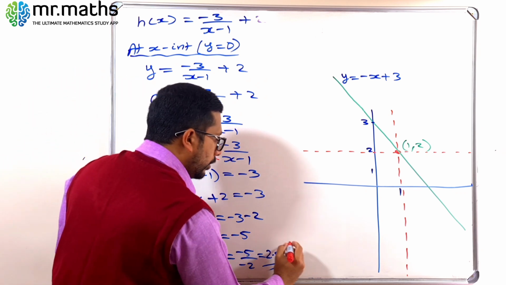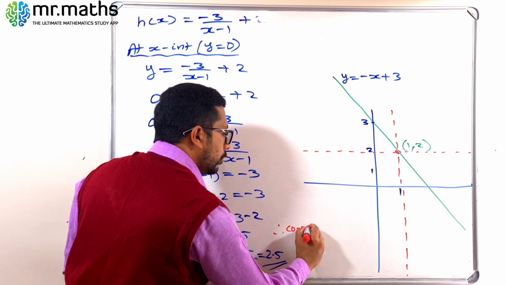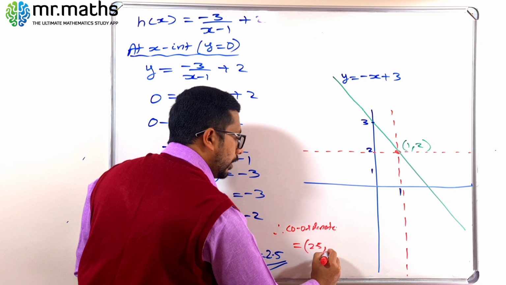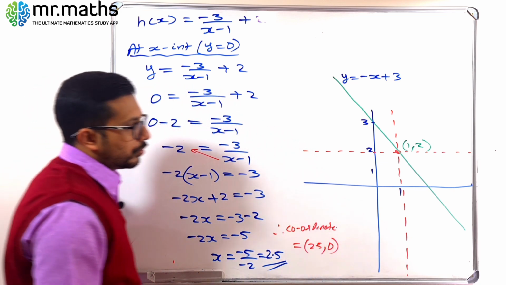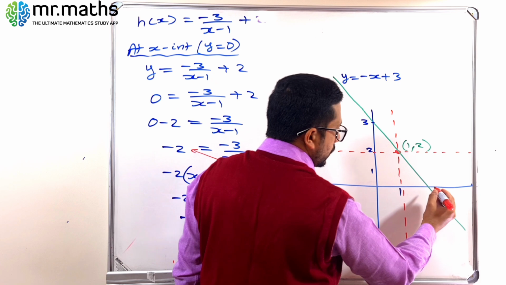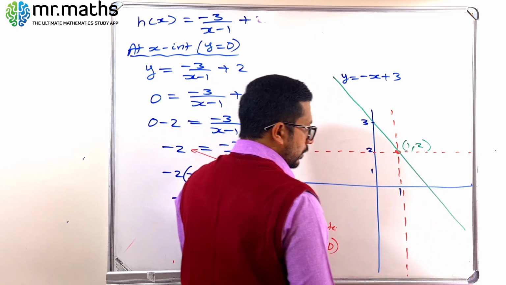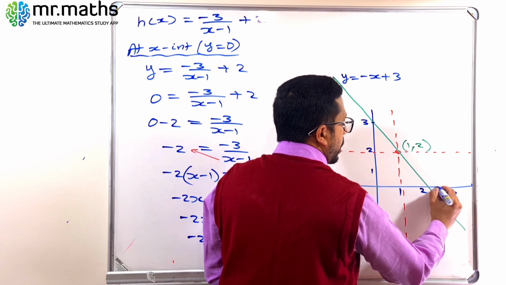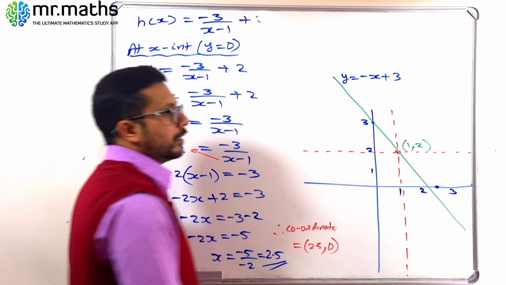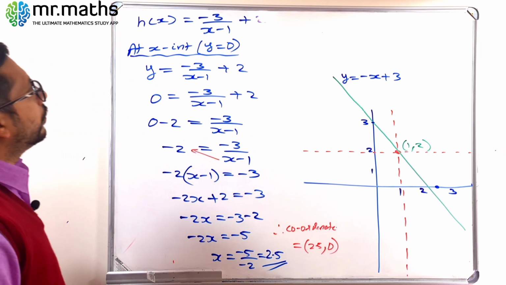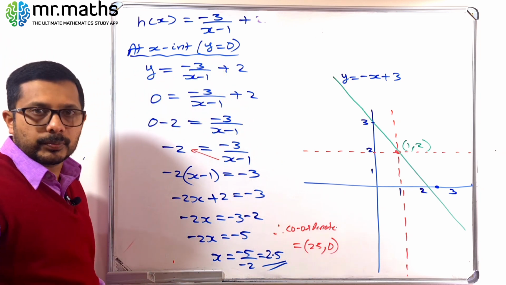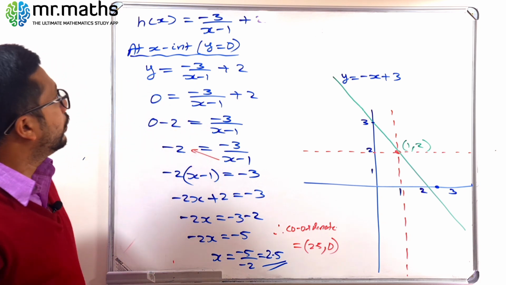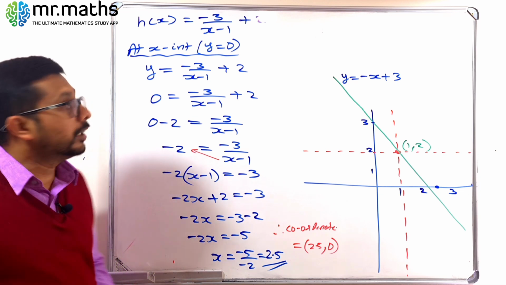So x is 2.5, therefore what is the coordinate? The coordinate is 2.5 comma 0. So x is 2.5 and y is 0. Let's say this is 2 and this is 3, so 2.5 is somewhere here. That is the x-intercept. Now similarly we have to find the y-intercept. Those who didn't write this down, just pause the video and write it. I'm going to erase this and find the y-intercept.